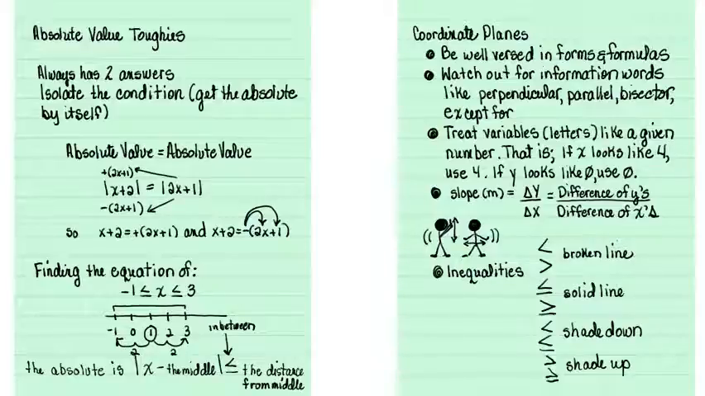Slope, they have that little delta y over the delta x. Delta means difference, so the difference of the y's or difference of the x's. So far up and down, so far back and forth. With the inequality lines, a broken line is less than and greater than. A solid line has the little equal under it. Less thans shade down, start at the y and just go lower y's. Shade up for the greater thans.